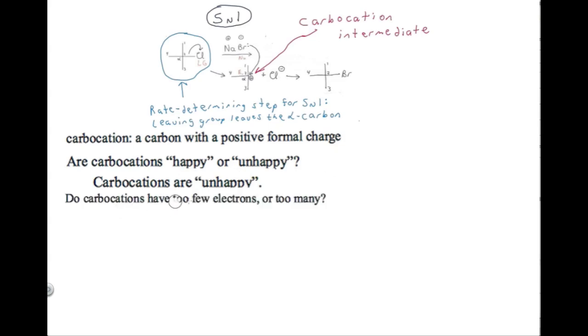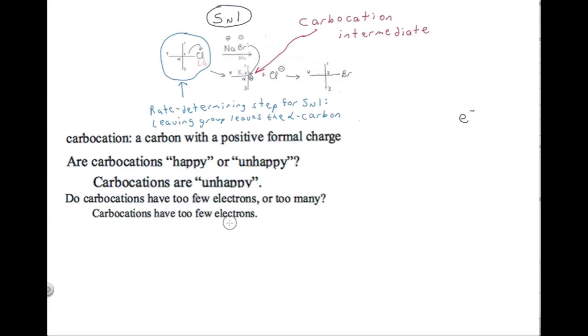Is the carbocation unhappy because it has too few electrons or too many? I hope you answered. Here's the answer. Remember, focus on the formal charge. A carbocation has a positive formal charge. It's unhappy because it's positive. Well, positive means that you have too few electrons. Remember, electrons are negative. The way you get positive is if you have too few negative electrons. So carbocations are unhappy because they have too few electrons.